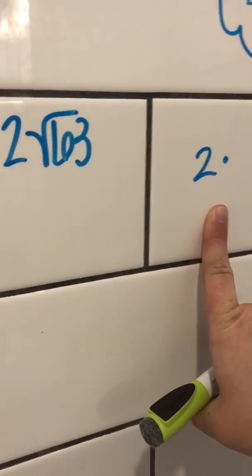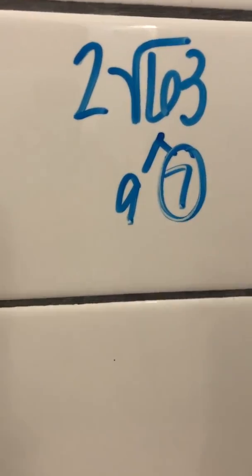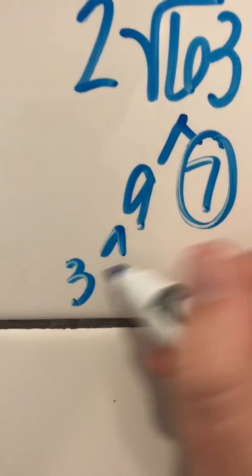And then I'm going to break down 63. 63 can break into 9 and 7, neither of which are prime. 7 is prime. I'm going to circle 7. 7 is a leaf. It's the bottom of our tree. And 9 breaks into 3 and 3.